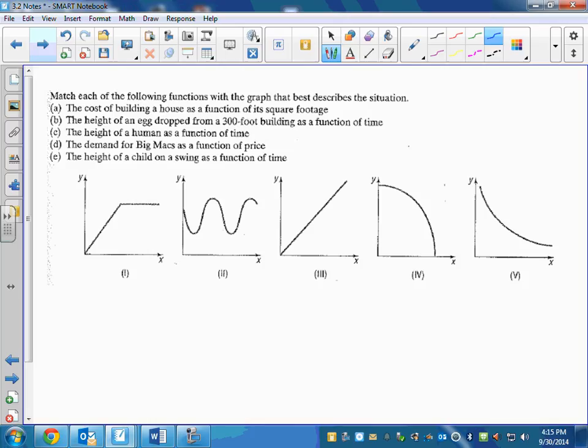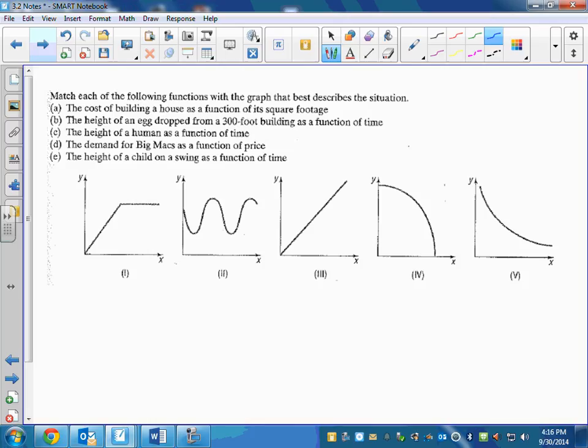But it says match each of the following functions with the graph that best describes the situation. So I'm going to read through these and let you think about them, and then we'll see if we can agree on this. It says the cost of building a house as a function of its square footage. Looking at that, to me, the cost is going to go up as the square footage goes up. The height of an egg dropped from a 300-foot building as a function of time. If I'm at the top of a building and I drop an egg, it's going to just fall down, right?